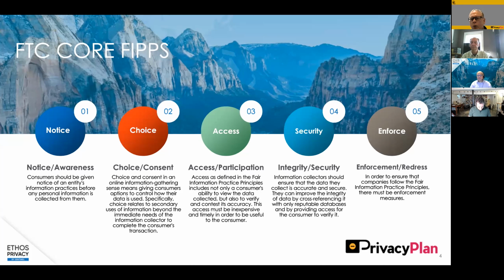There must be a way for an individual to find out what information about him or her is in a record and how it is used. Pretty simple, right? The FTC has focused on 5 core FIPPs that you can see here, but the intent is very similar. Right? Let's go to the next slide, Karen.